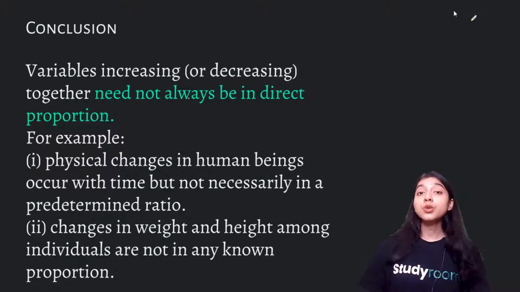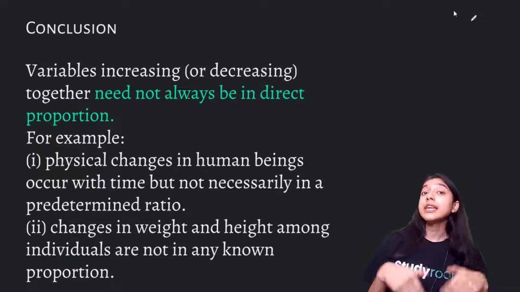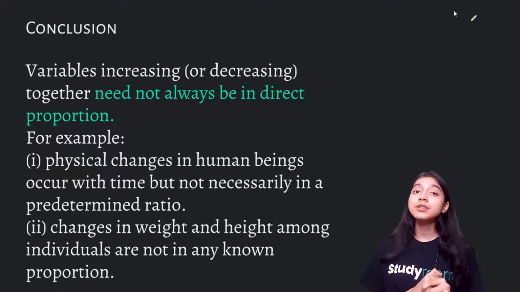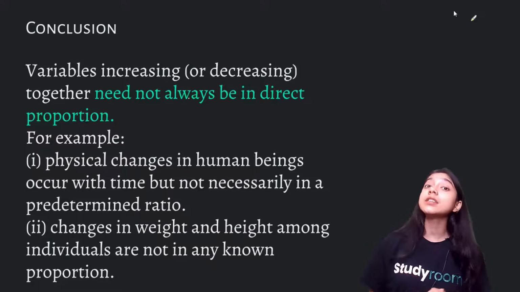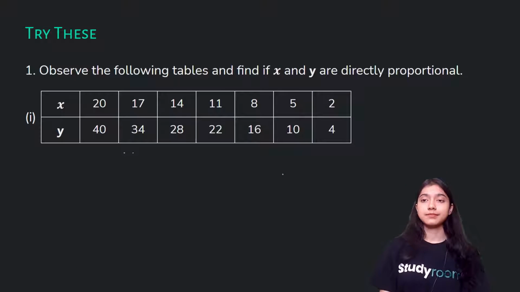So here we can say that it is not in direct proportion. So the necessary condition for direct proportion is not that they will increase or decrease together. The necessary condition is that the variables have to increase or decrease in the same and fixed proportion. Or we can say that the ratio should be fixed.